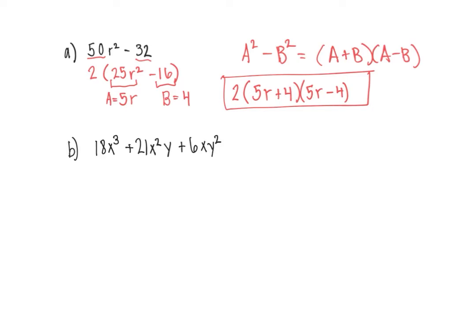All right, let's try B here. This one's kind of tricky, but we do need to find the GCF first. I wrote these problems so that they both have a GCF so we could see it. Here I have the GCF between 18, 21, and 6. It looks like that would be 3. And I have x cubed, x squared y, x y squared. So it looks like 3x is my GCF.